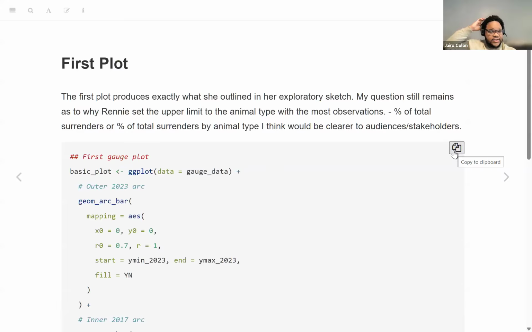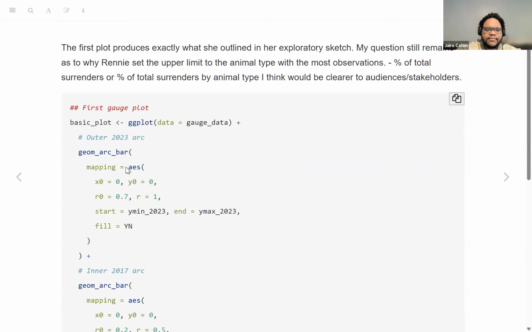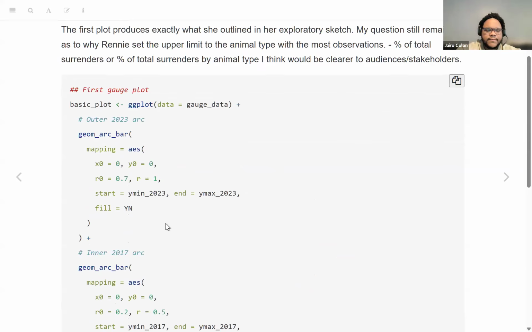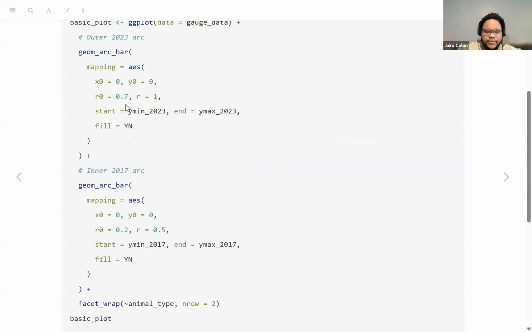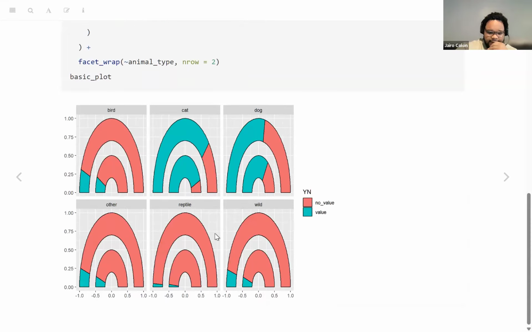All right, so this is where she actually produces the first chart that she outlined in her exploratory sketch. This is just setting up the basic chart, geom arc bar, setting all the different arguments. That one's for the 2023 chart, which is the one that'll be on top. And then this one is for the inner chart, which is the one that'll be nested inside. And this is what it ends up looking like. We have it faceted by animal type. And then you have, again, 2023 on the top, 2017 on the bottom. And it ends up looking nice.